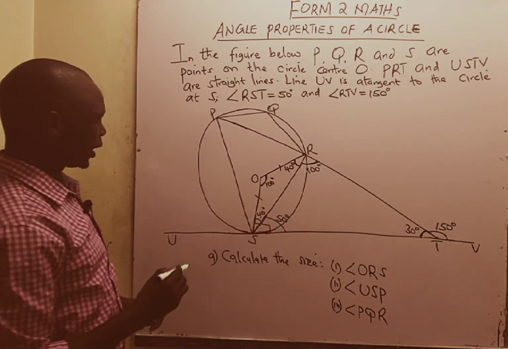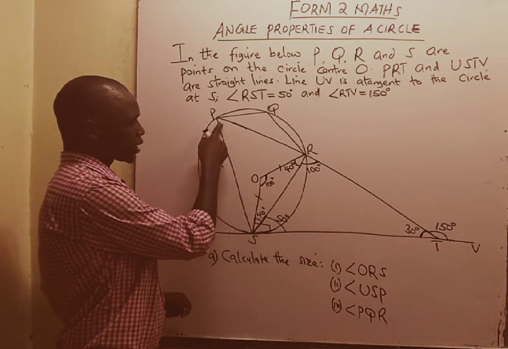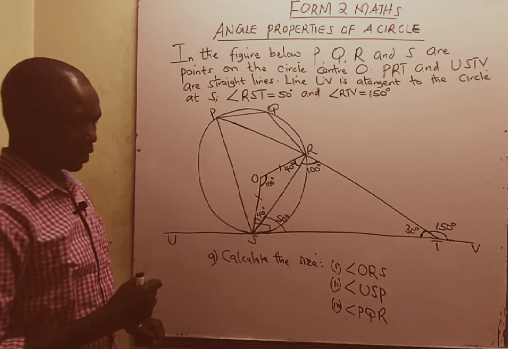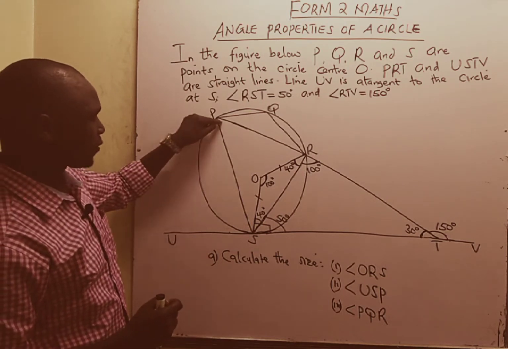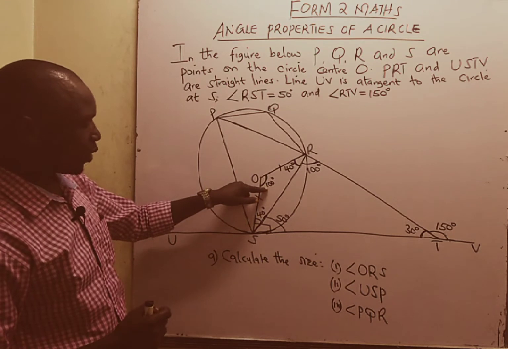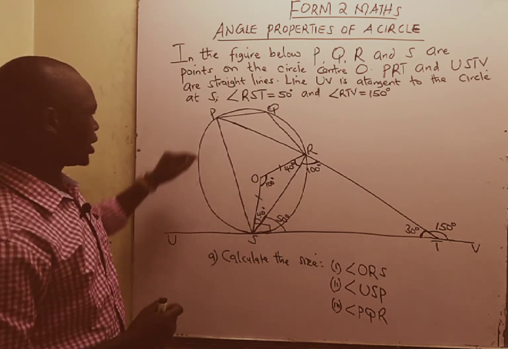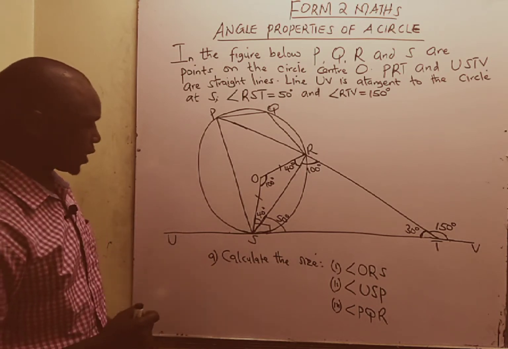We know for sure that the angle at the center and the angle at the circumference have a relationship. The angle at the circumference is half the angle at the center, or the angle at the center is twice the angle at the circumference, meaning the angle P there is 50 degrees.